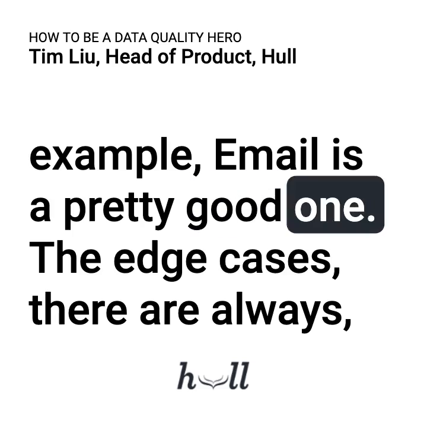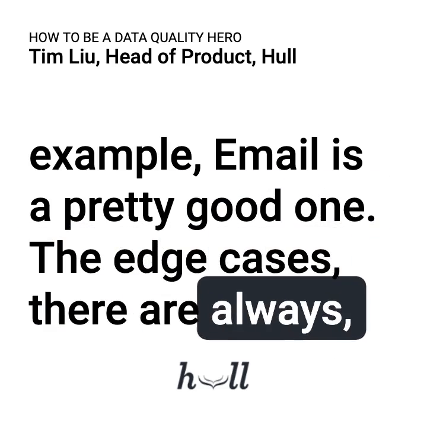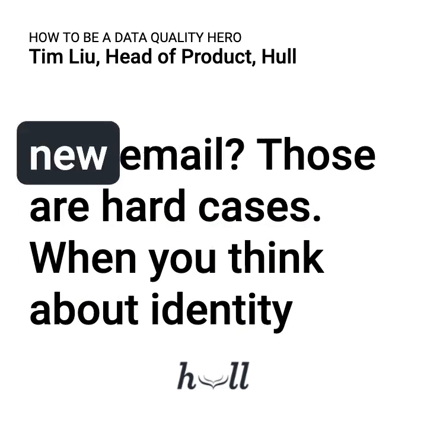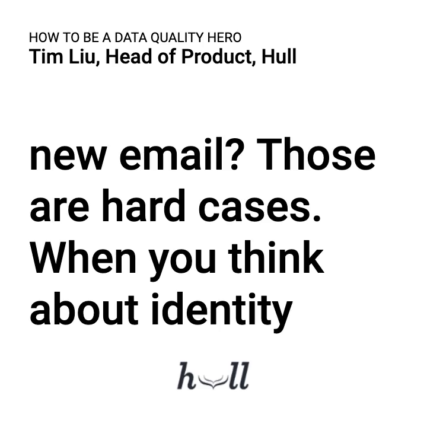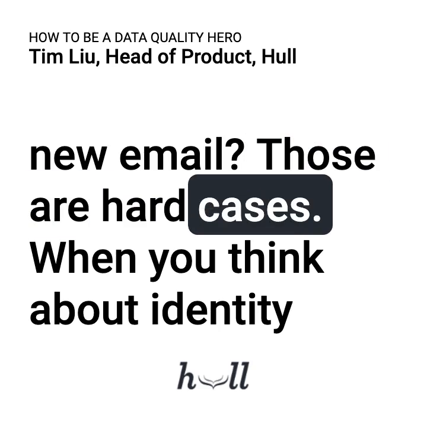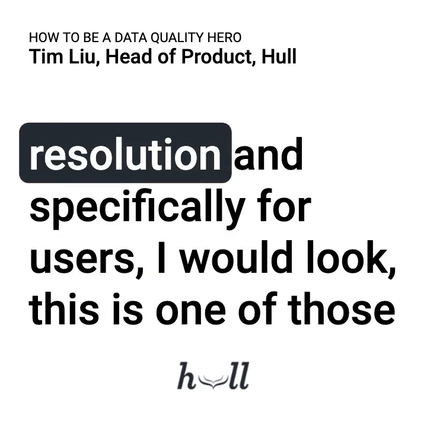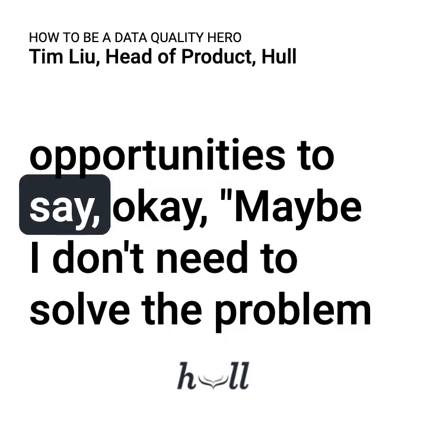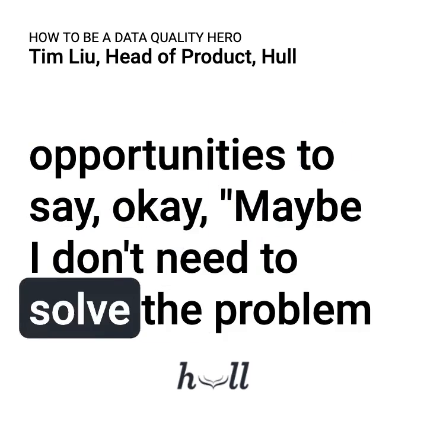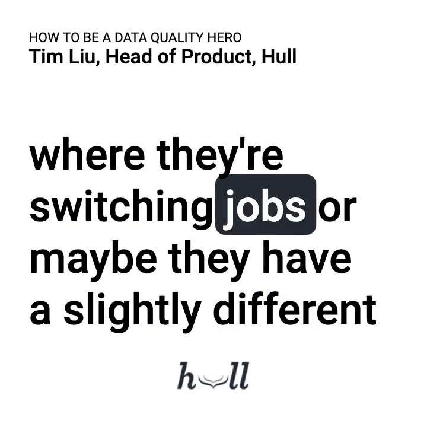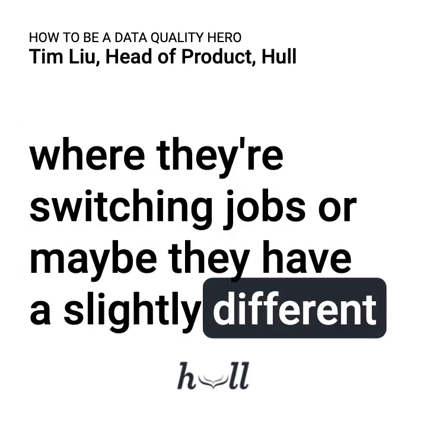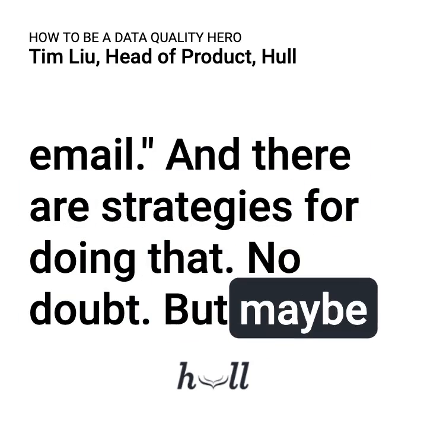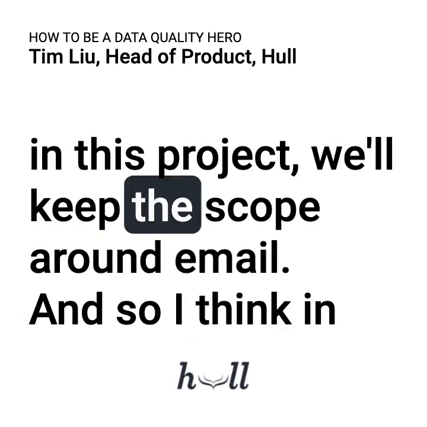So I think what I'll talk a little bit about here is, say for a user, for example, email is a pretty good one. The edge cases there are always, well, what if a person switches jobs? Well, what if they get a new email? And those are hard cases. When you think about identity resolution and specifically for users, this is one of those opportunities to say, maybe I don't need to solve the problem where they're switching jobs, or maybe they have a slightly different email. And there are strategies for doing that, no doubt. But maybe in this project, we'll keep the scope around email.